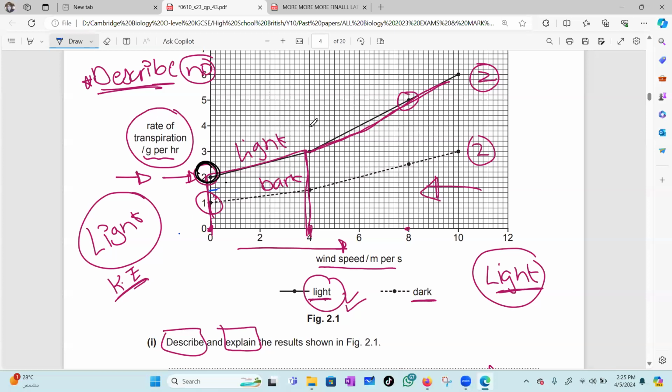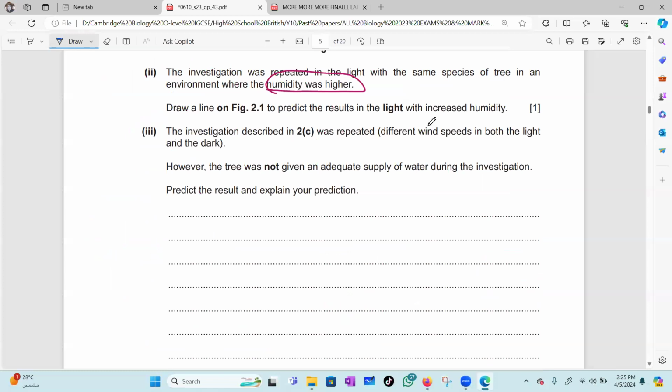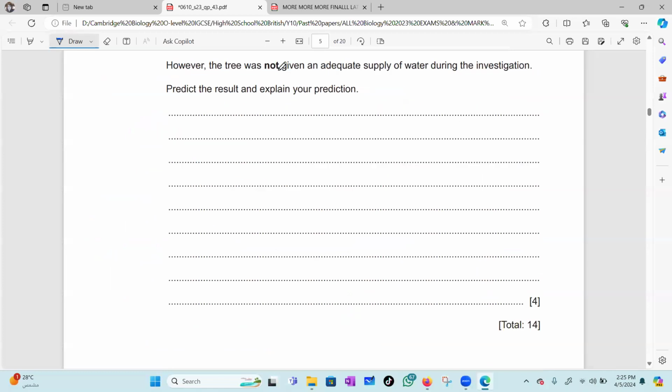The investigation described in 2C was repeated with different wind speeds in both the light and the dark. However, the tree was not given an adequate supply of water during the investigation. So predict the result and explain your prediction. Now, this is not a nice question. This is one of the tricky questions.